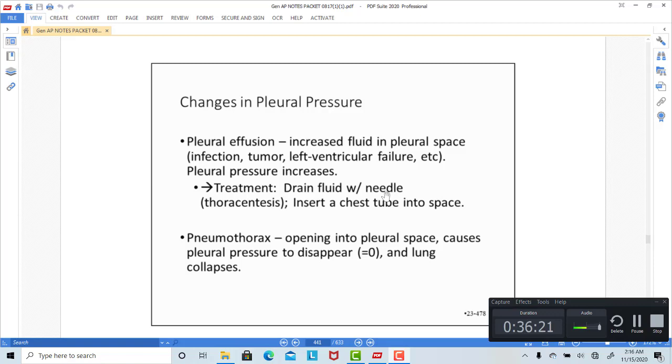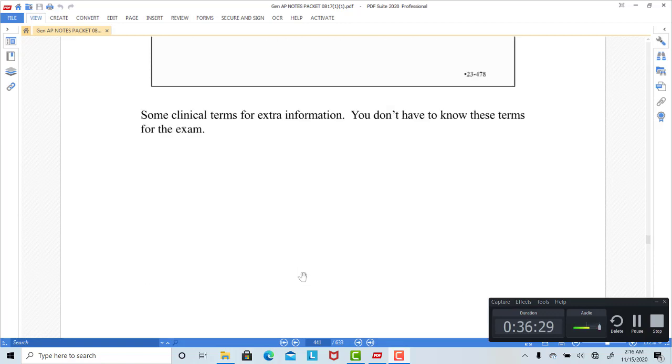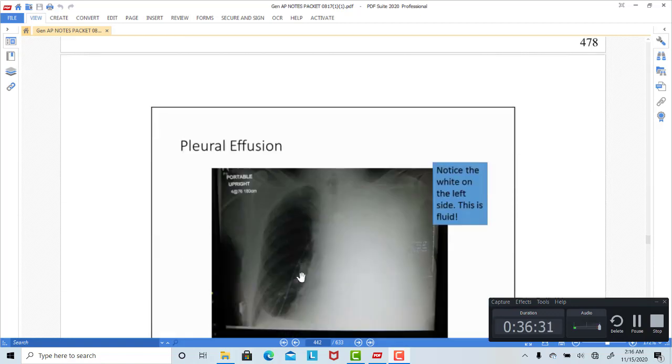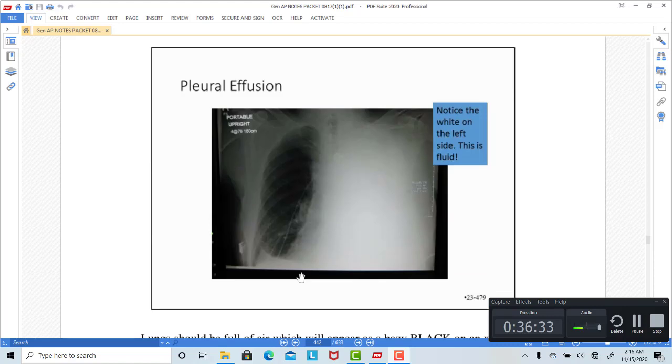There's two terms that you're going to see a lot of if you work with patients that have lung issues, and one is called a pleural effusion, and another is called a pneumothorax. These are not terms you need to know for our test, but it's worth mentioning because you might hear these terms in your clinical experiences. Pleural effusion means fluid in and around the lungs.